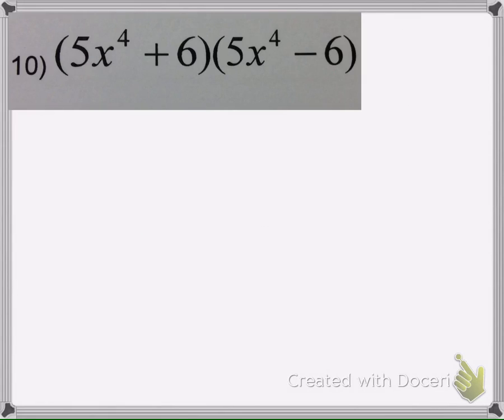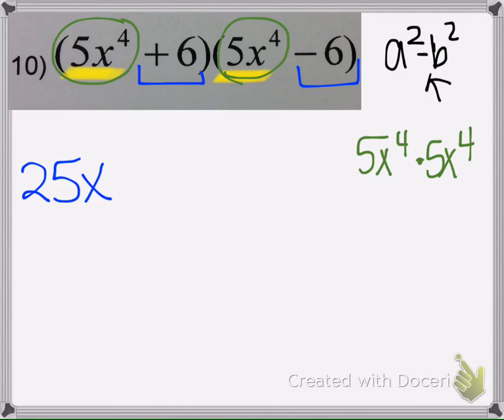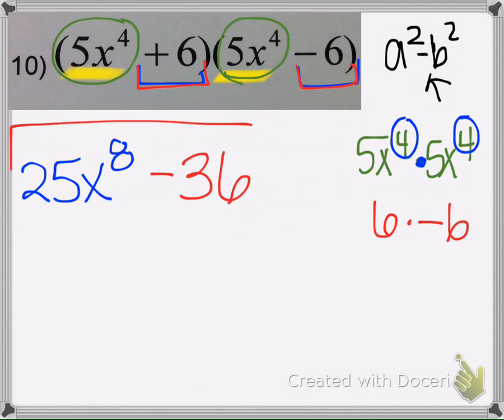If we look at this example here, these two are the same, and then we have opposites, so that's how we know that we only have to multiply the first two, and then the last two. So we would do 5x to the 4th times 5x to the 4th, which is 25x to the 8th, because we add the exponents when we multiply. And then here we have positive 6 times negative 6, which is negative 36. And that is our answer.